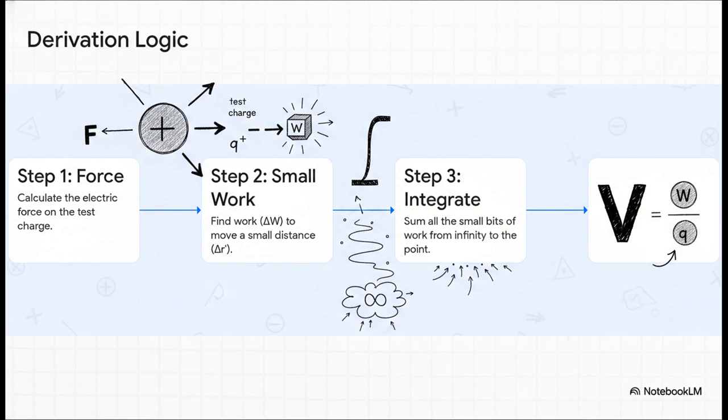Here's how it works. First, you figure out the force on your test charge at any given spot. Then, you calculate the tiny bit of work it takes to move it a tiny distance. Step 3 is where the magic of calculus comes in. It adds up all those infinite little bits of work over the entire journey from infinity. And finally, you just divide that total work by the charge, and boom, you've got the potential.